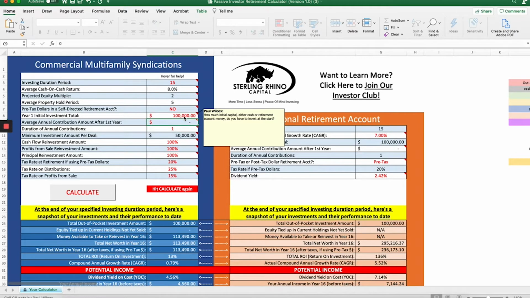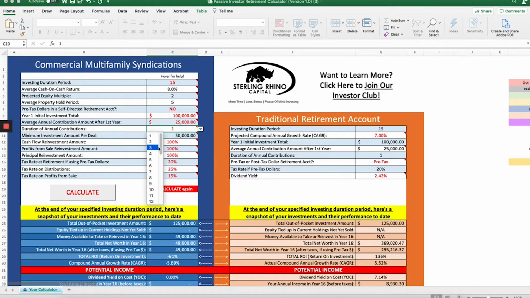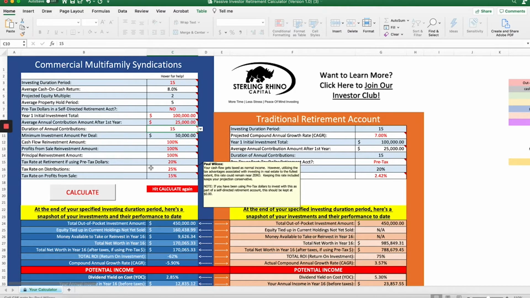Then you have the option to choose an annual contribution amount after the first year, because the idea here is to treat this like a retirement account. If you had an IRA or 401k or a QRP, you would be contributing money every year into that account, and we encourage you to do the same here. So I'm going to put in $25,000 per year for the next 15 years.